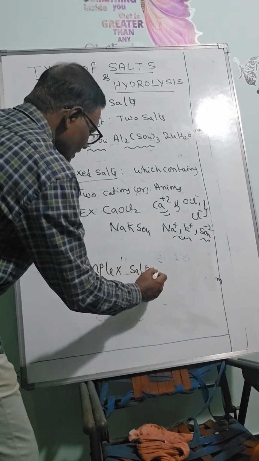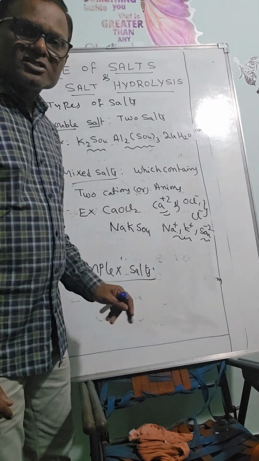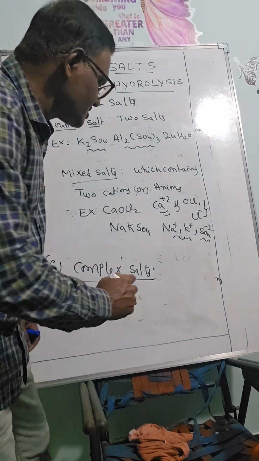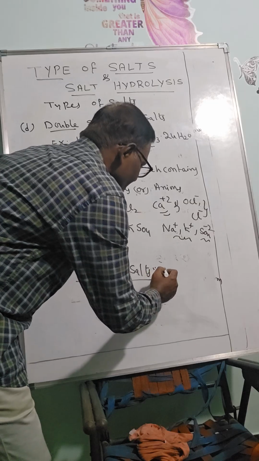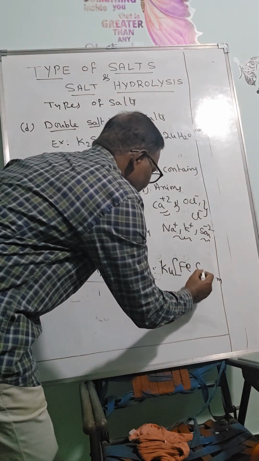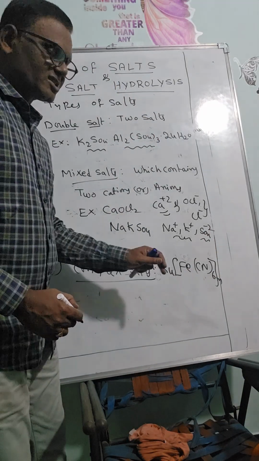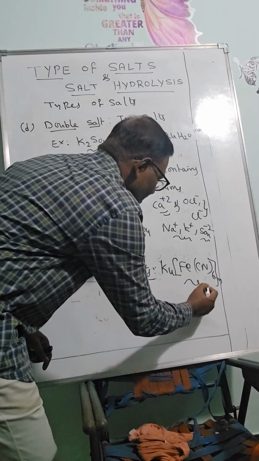Complex salts are salts which contain a complex ion. Complex salts means a complex ion is present. Here is an example of the complex ion formula: K4[Fe(CN)6]. This is a complex salt.